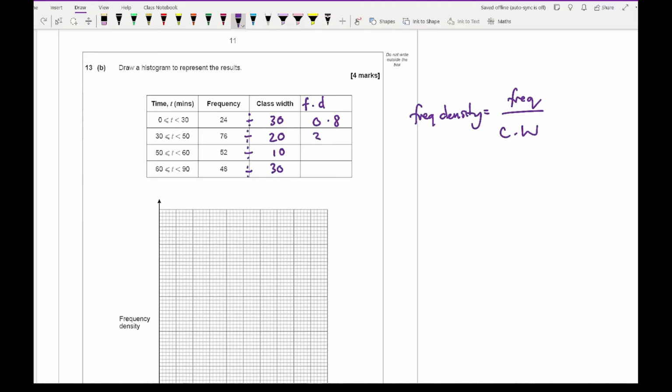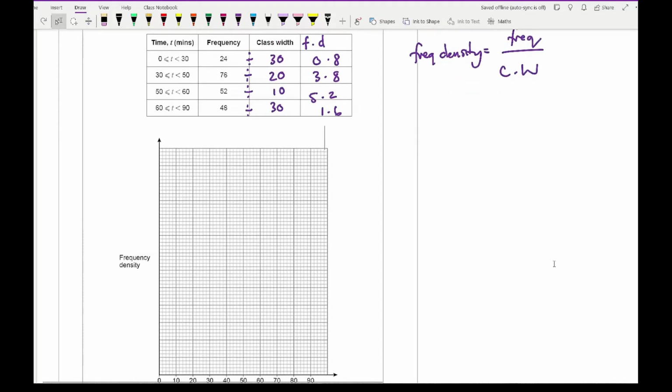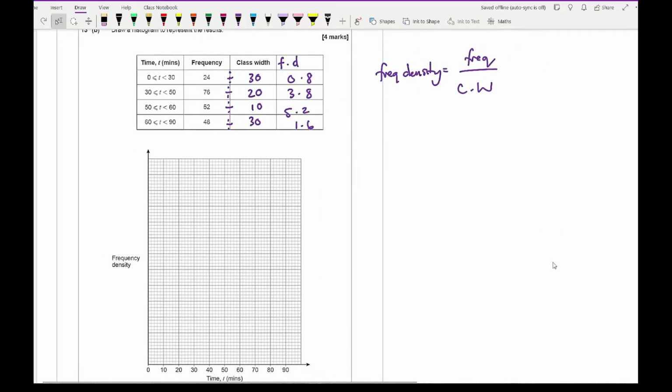So here I've got 3.8, I'm going to have 5.2, and 1.6. And then what I need to do is plot those values into my histogram. Now for this, let's have a look. So we need to go up to 5.2. One thing that would make your life easier is to use one big block representing 1. And this is my frequency density, which is already labeled, so I don't need to worry about that.